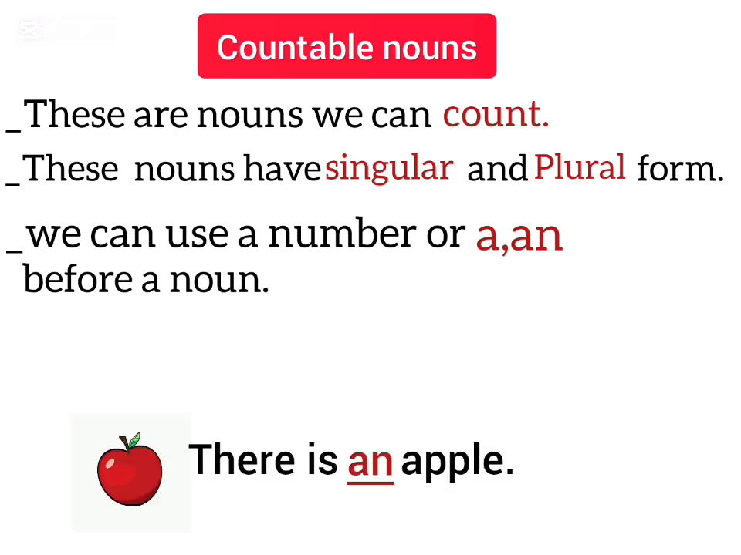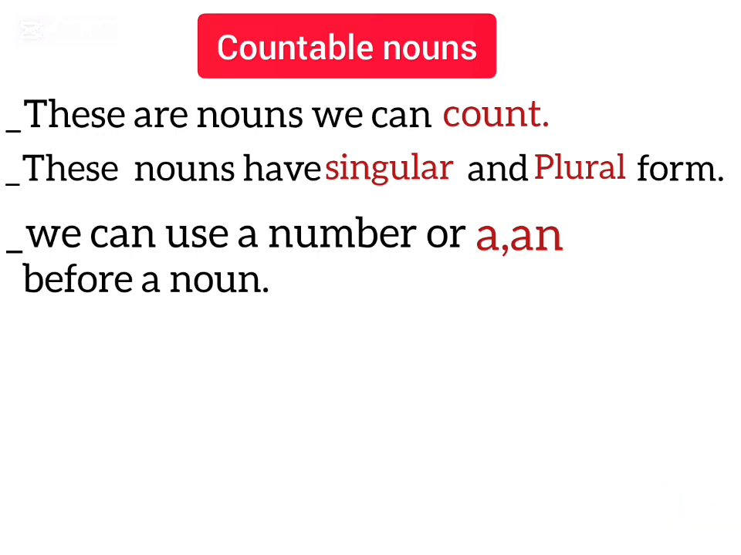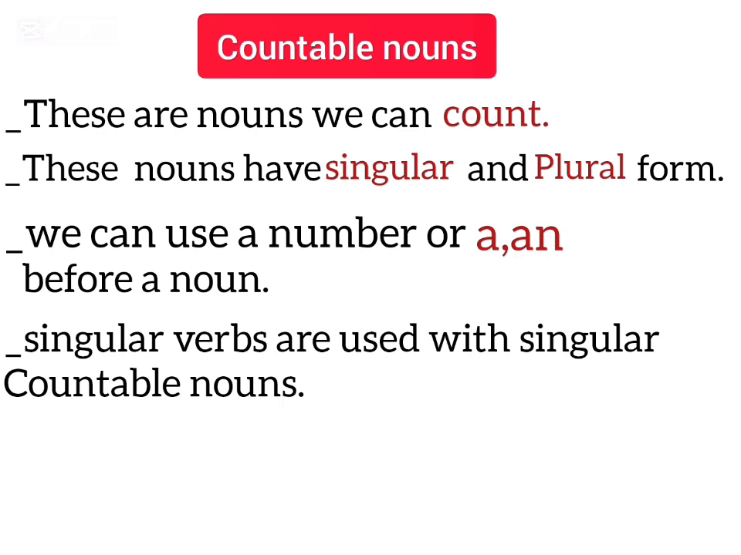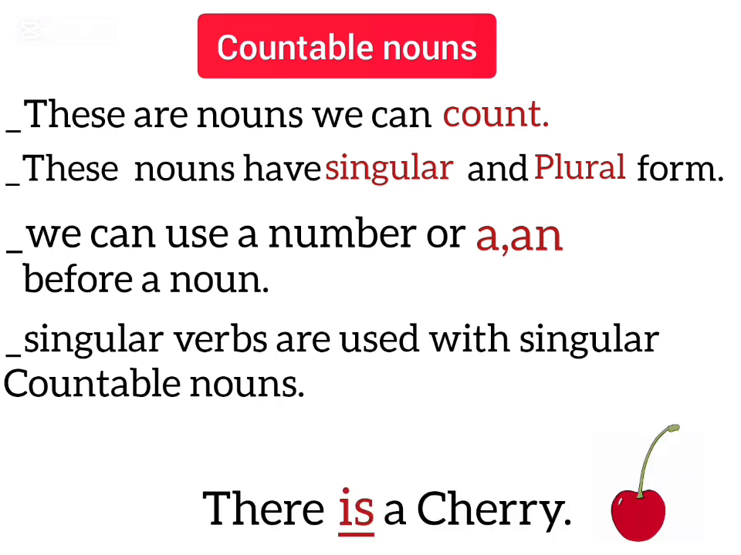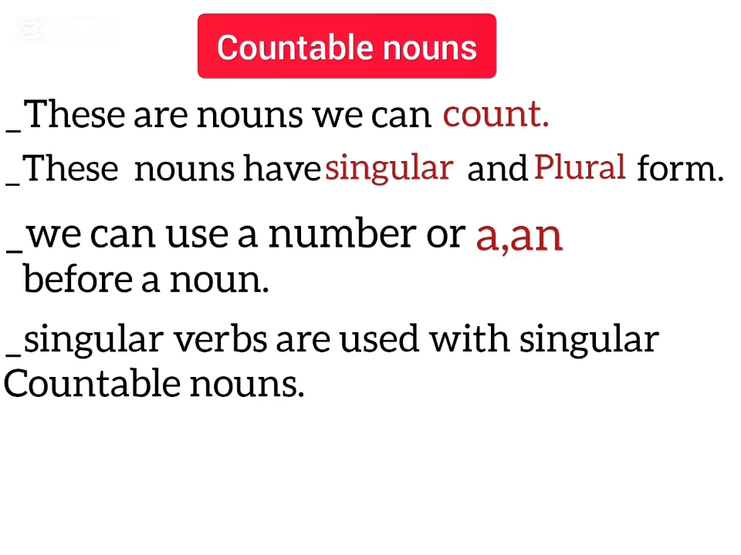Example: there is an apple. We know there is only one apple, so we use here a number, an. There is an apple. Singular verbs are used with singular countable nouns. For example, there is a Jerry. Here, Jerry is a singular countable noun, so we use the singular verb is.